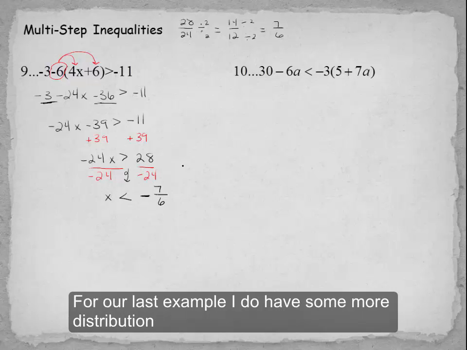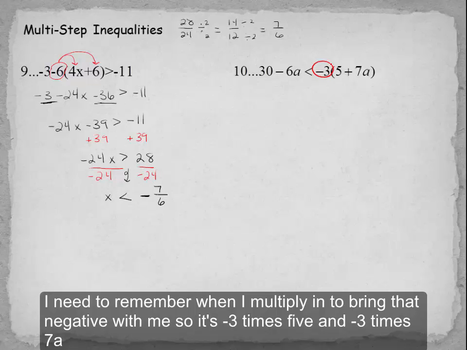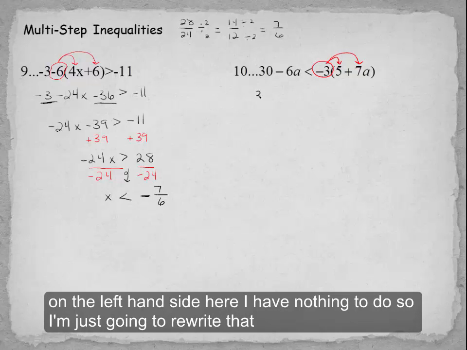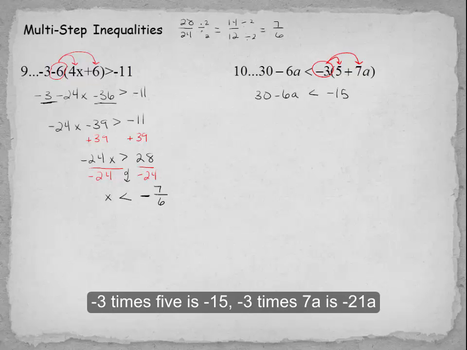For our last example, I do have some more distribution. I need to remember when I multiply in to bring that negative with me. So it's negative 3 times 5 and negative 3 times 7a. On the left-hand side here, I have nothing to do, so I'm going to just rewrite that. Negative 3 times 5 is negative 15. Negative 3 times 7a is negative 21a.